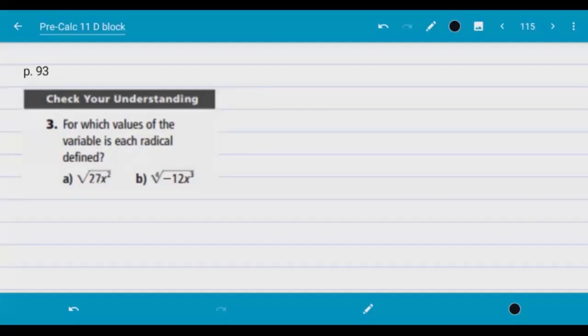So we are now going to check understanding number three. Here we go. All right. So for which values of the variable is each radical defined?